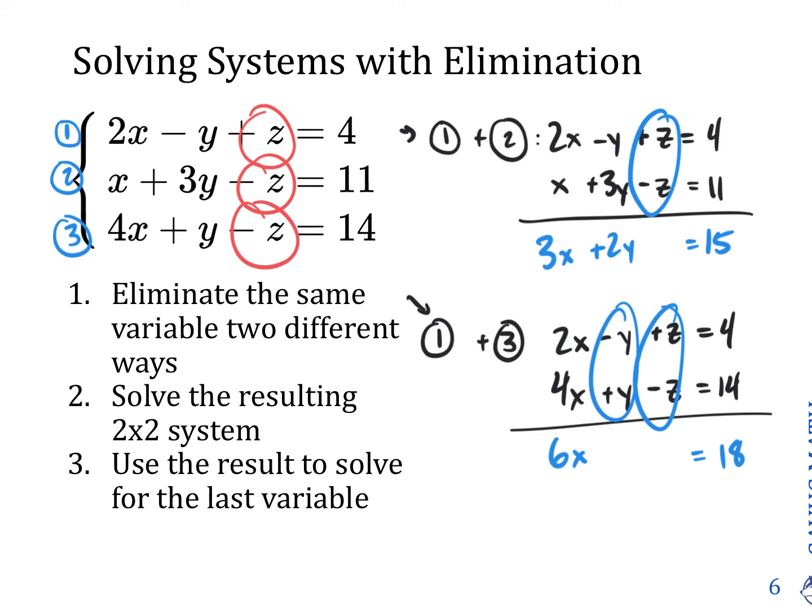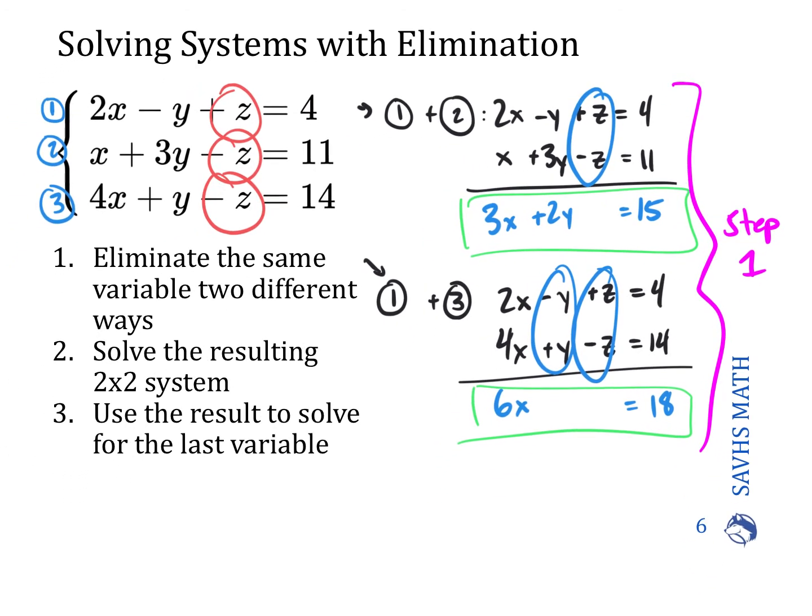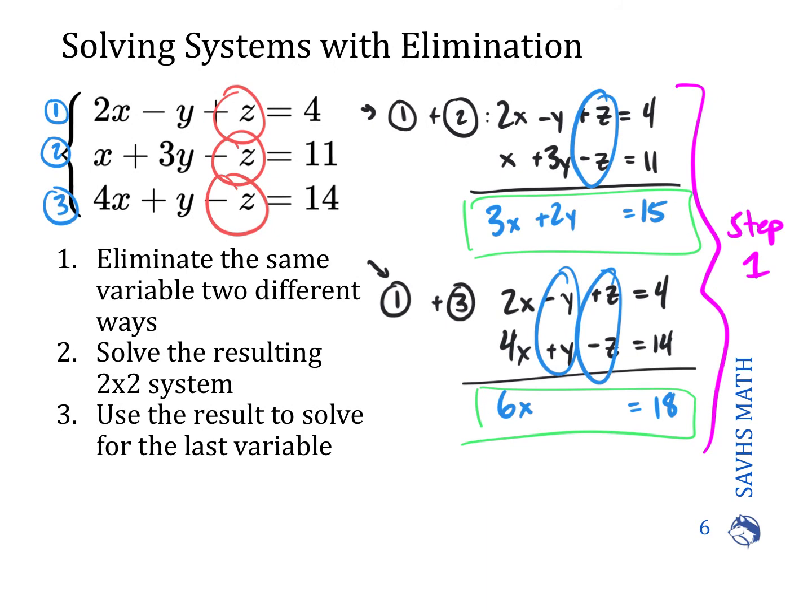Now, normally what we would have to do is solve this system of equations next. So that's what I'm going to do next. I'm going to say this is all of step 1, by the way, just so that we're all keeping track of where I'm at here. I'm just going to label this as step 1. Step 2 is to solve the resulting 2x2 system. What I mean by that is I'm going to solve the system that says 3x plus 2y equals 15, and then 6x equals 18. So this is step 2.